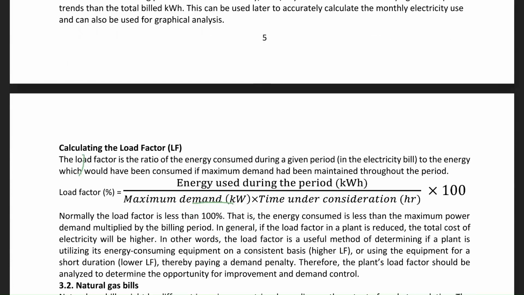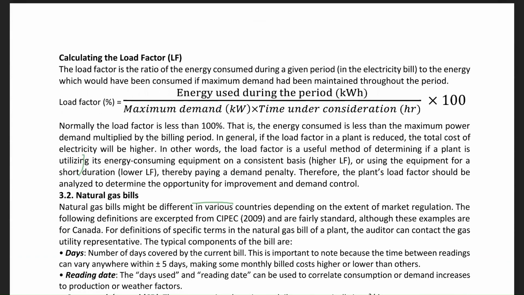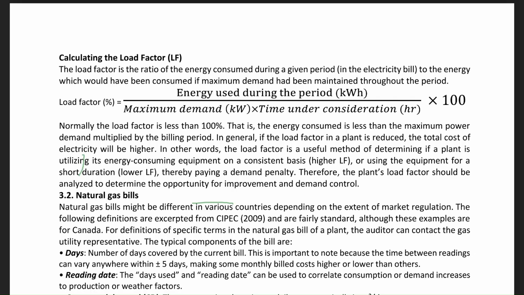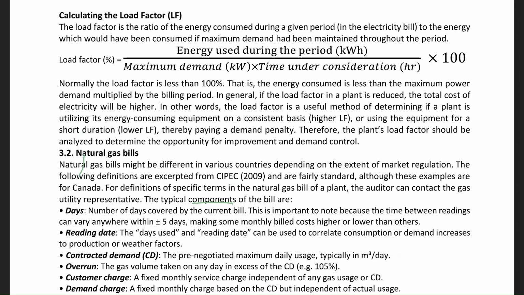Next is the calculation of the load factor. The load factor percentage is less than 100%. It is the ratio of the energy used during the period, in kilowatt hours, to the multiplication of maximum demand and the time under consideration. The plant load factor is also a consideration in generating plants. This formula is important. The higher the load factor percentage, the better it is.